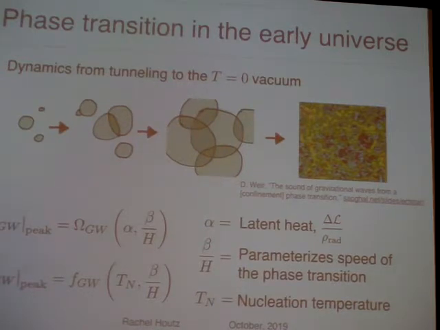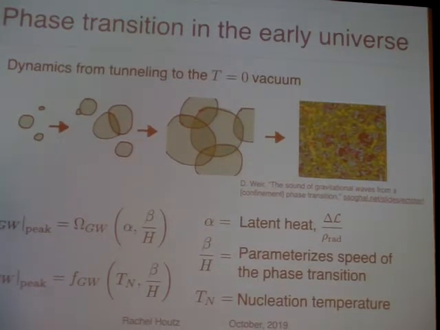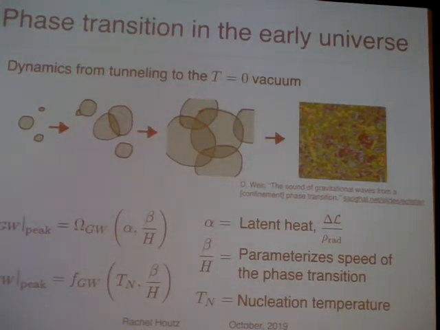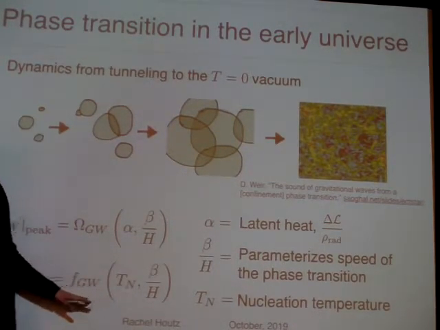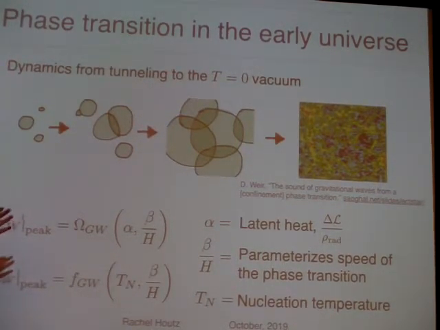Okay. So basically, which parameter in the model determines the frequency of the gravitational wave? On the thermal parameters, it depends on the speed and the nucleation temperature, but you can think of it as a big factor is the scale of the confinement, or the energy scale of the phase transition, right?